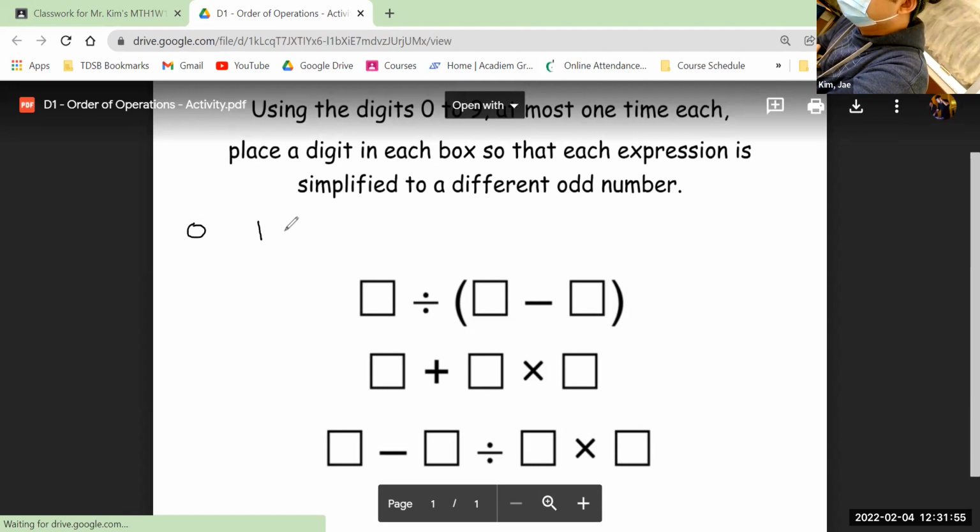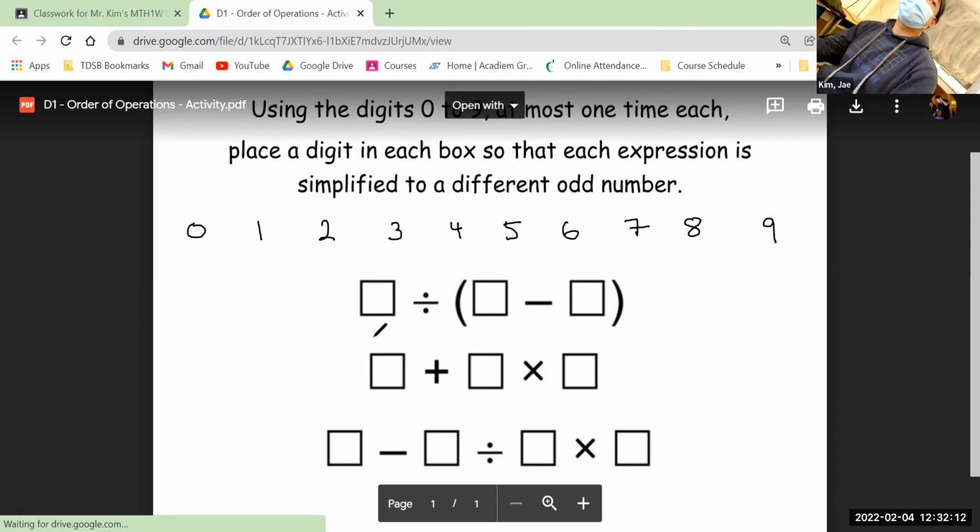Zero, 1, 2, 3, 4, 5, 6, 7, 8, and 9. I will use blue. I will use a thicker pen, and here we go. All right. I'm going to get started by first letting you know a couple of things that might help.